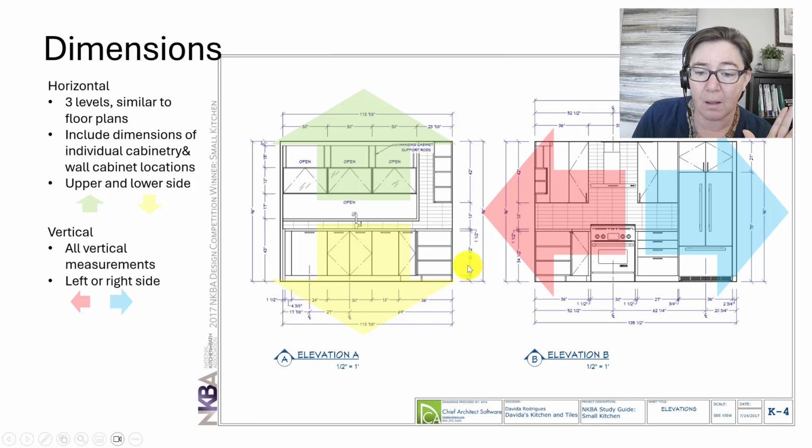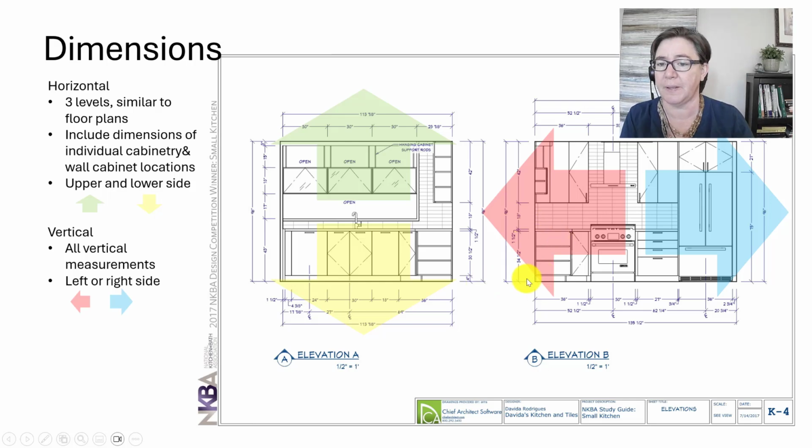On this dimension here, we've shown the toe kick and then the cabinet height. We've shown the countertop thickness. We've shown the dimension to the upper cabinets. And then because they extend all the way to the ceiling, we've got that. And then we've got an overall dimension.